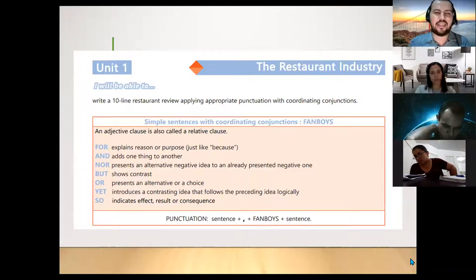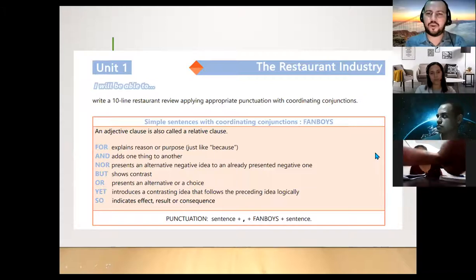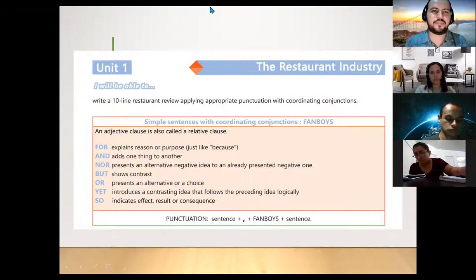Jessica, what is the letter F? What does the letter F stand for? Or what does the letter F represent in the word fanboys?